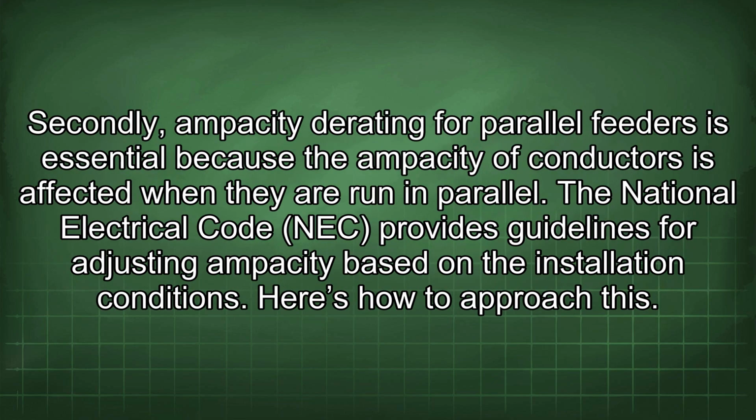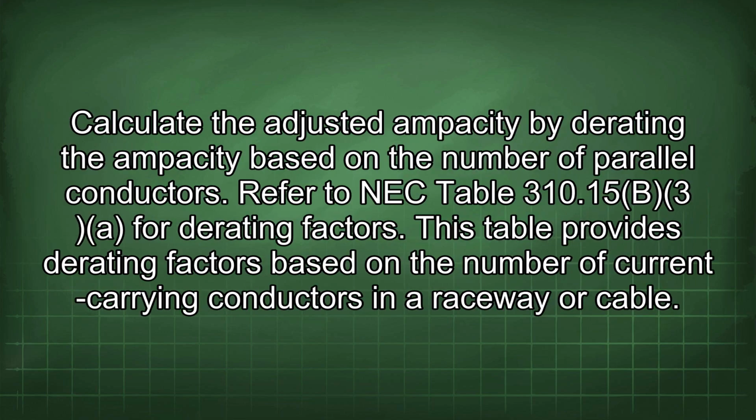Secondly, ampacity derating for parallel feeders is essential because the ampacity of conductors is affected when they are run in parallel. The National Electrical Code (NEC) provides guidelines for adjusting ampacity based on the installation conditions. Here's how to approach this. Calculate the adjusted ampacity by derating the ampacity based on the number of parallel conductors. Refer to NEC Table 310.15(B)(3) for derating factors. This table provides derating factors based on the number of current carrying conductors in a raceway or cable.